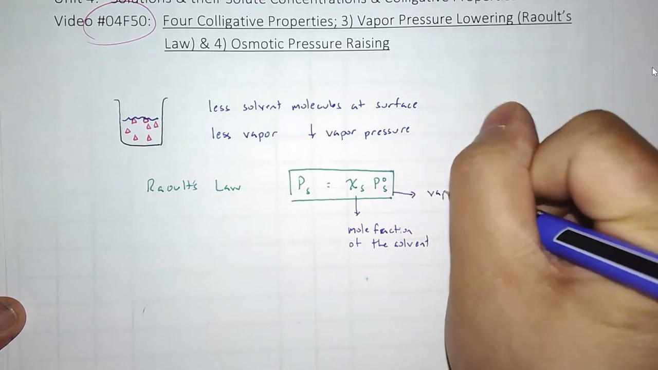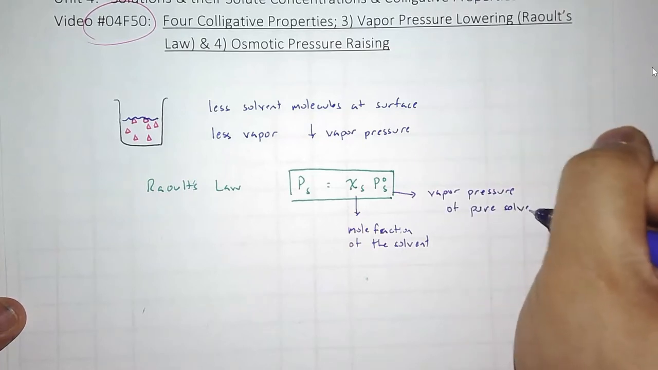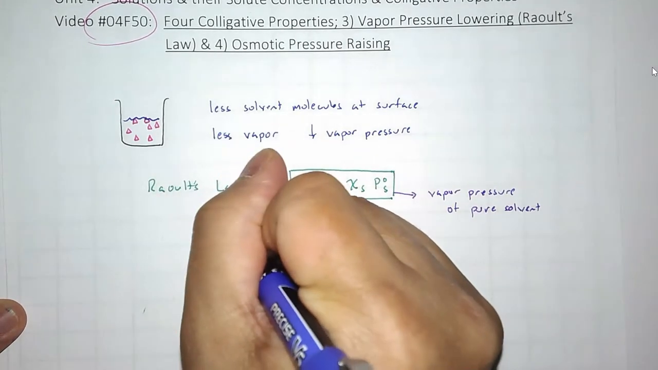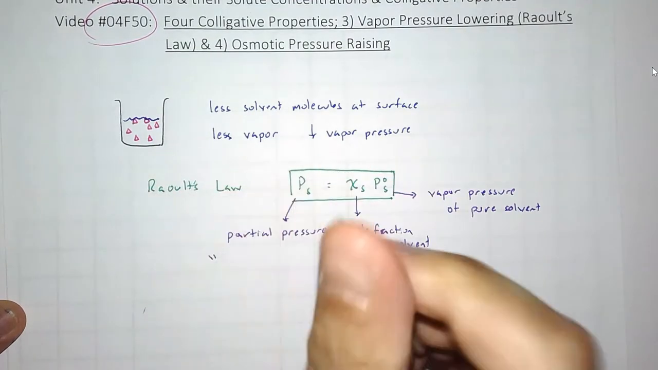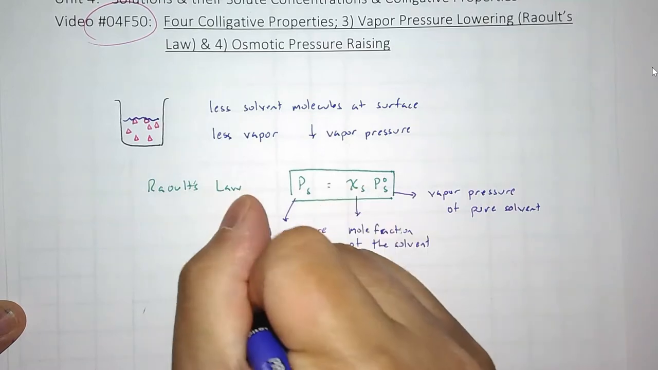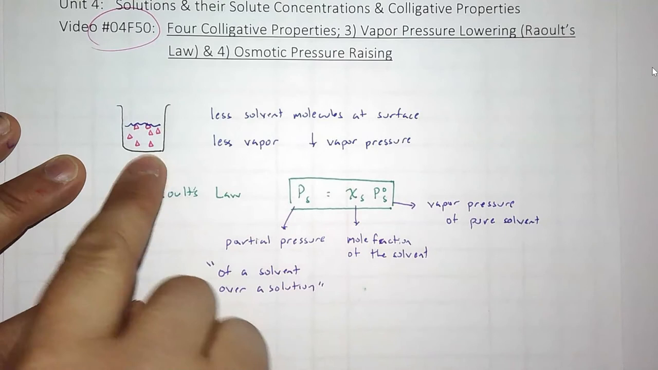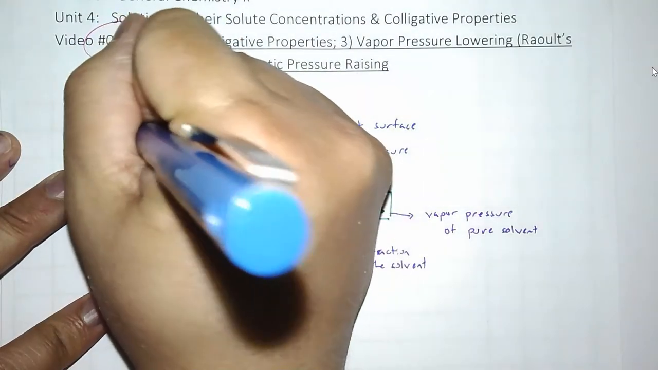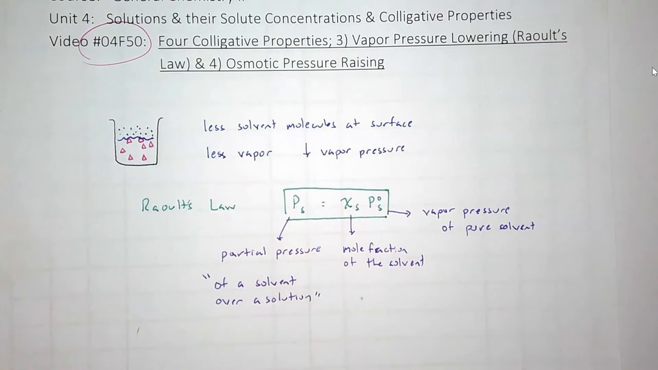Is this the vapor pressure of pure solvent? It's designated with this little zero superscript. And then this is partial pressure. My textbook describes it in an unusual way. It's partial pressure of a solvent over a solution. If you think about the system up here, if your solute is solid normally, then really the only thing that's contributing to the vapor pressure right above the solution is only the solvent molecules. And that's how we get the partial pressure.